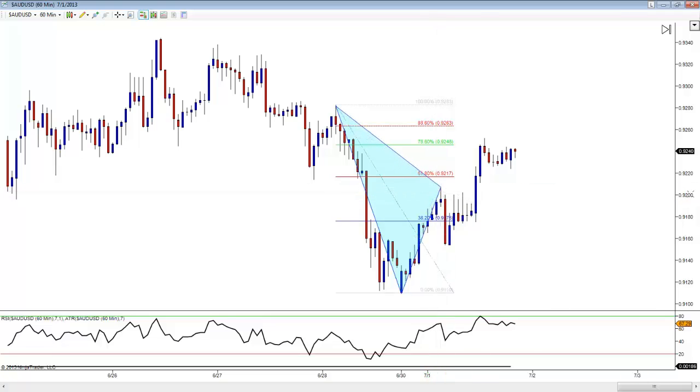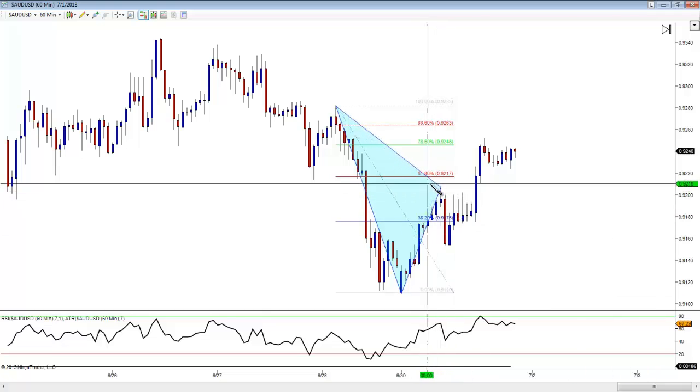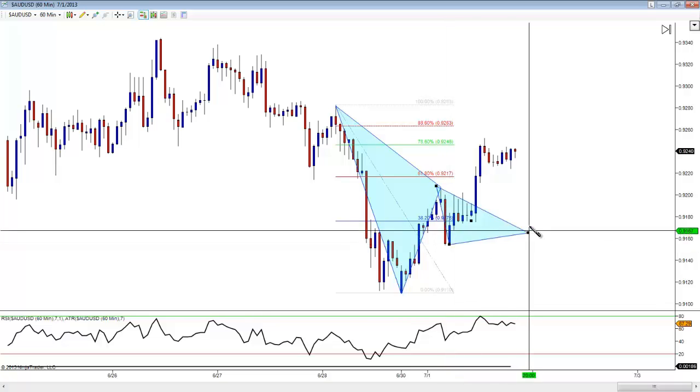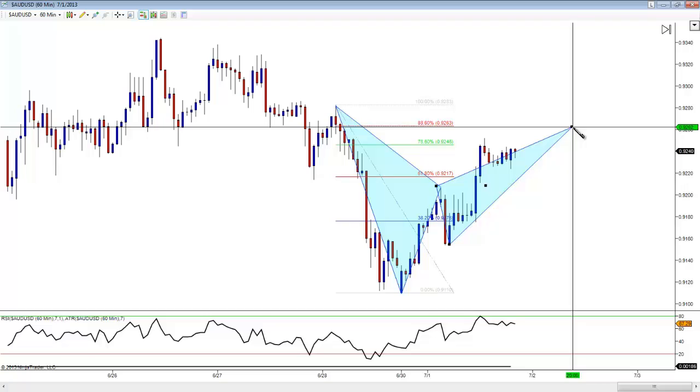And the bats are pretty simple. X to A to B right here at the 50%. B to C, as long as we come to a 382 on the C leg, I'm fine with that. And looking for a completion up here at 92.63, which is going to be our 886. So same thing as far as targets go. I'm looking at 382 and 618 for target 1s and 2s.